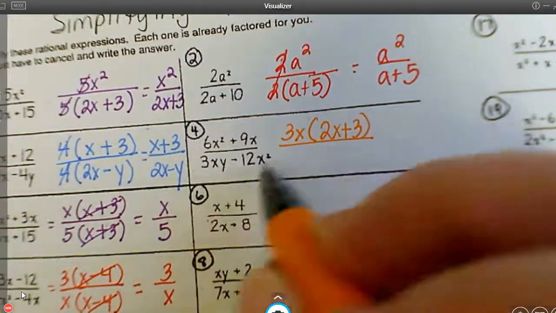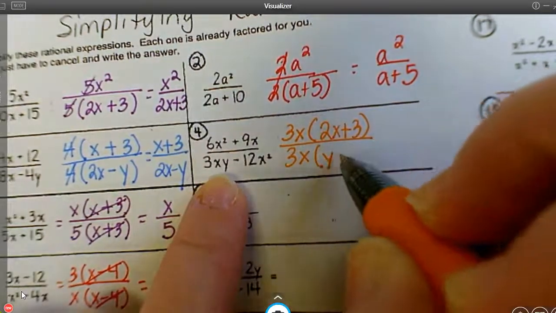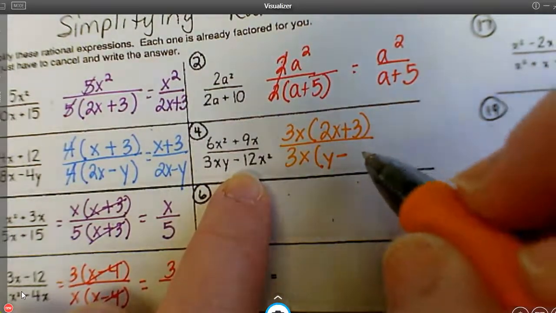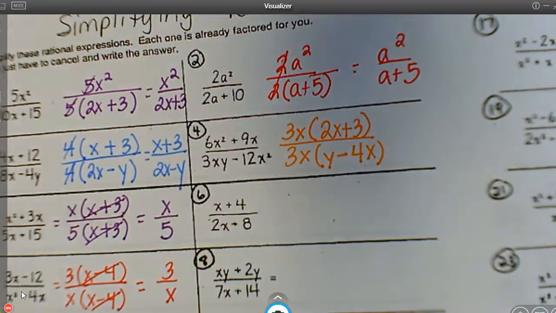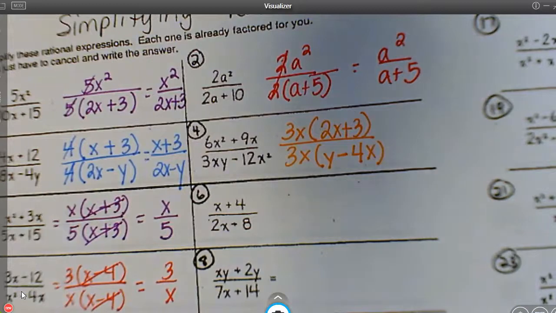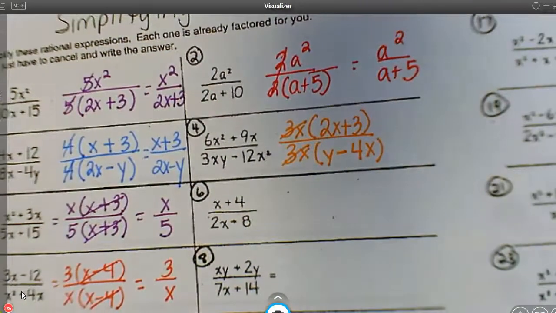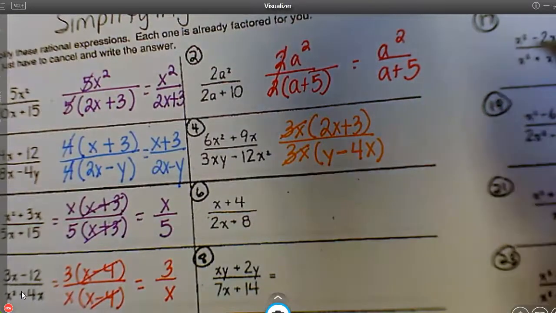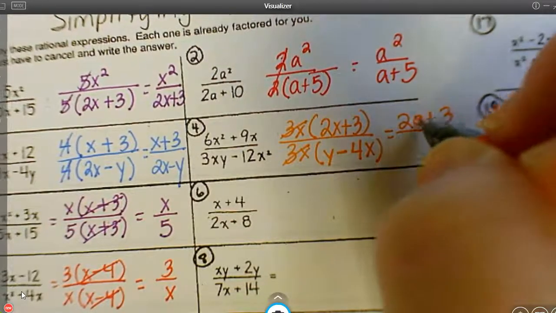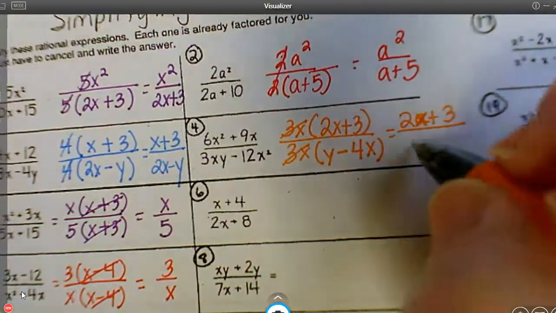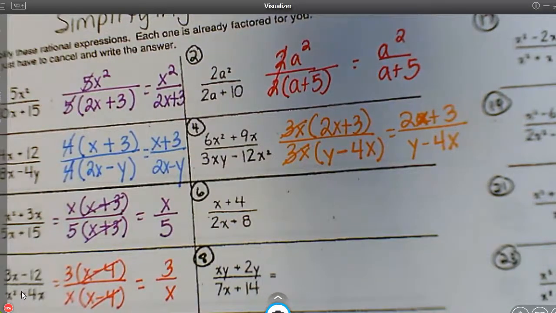On the bottom, again, I think there's a 3x that's the greatest common factor, so you'll be left with a y. And then 12 divided by 3 is 4, and then one of the x's is still there. And what you can do, because 3x is a whole thing, is get rid of all of the 3x's, because it all goes away. And that means that your answer is just 2x plus 3 over y minus 4x. Nothing else there will go away.